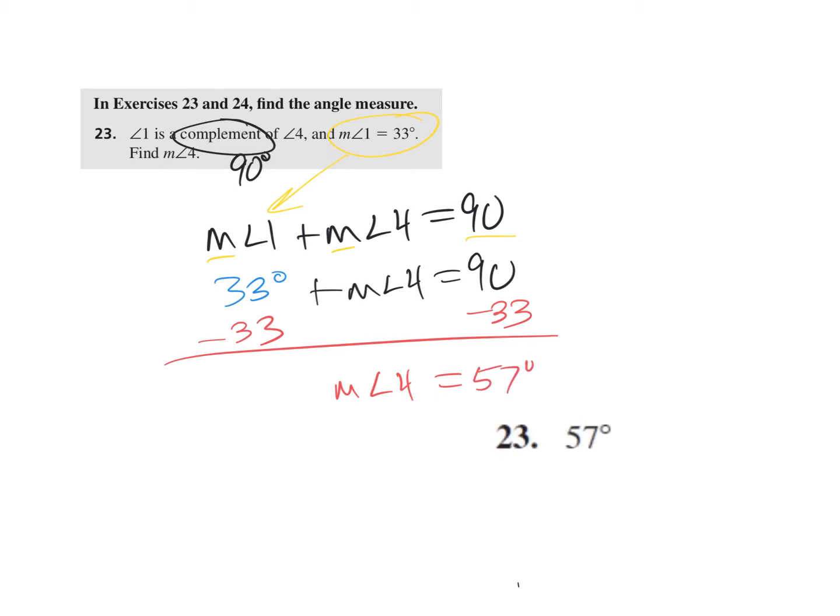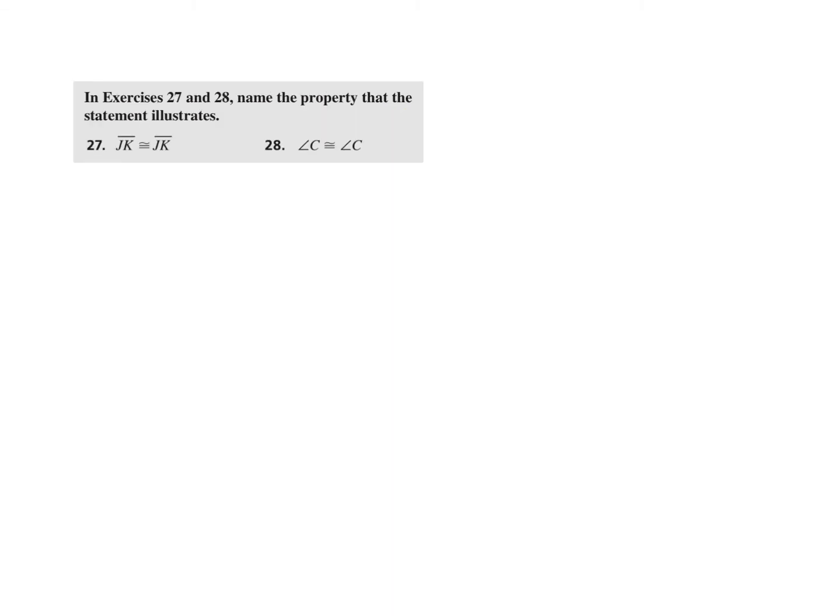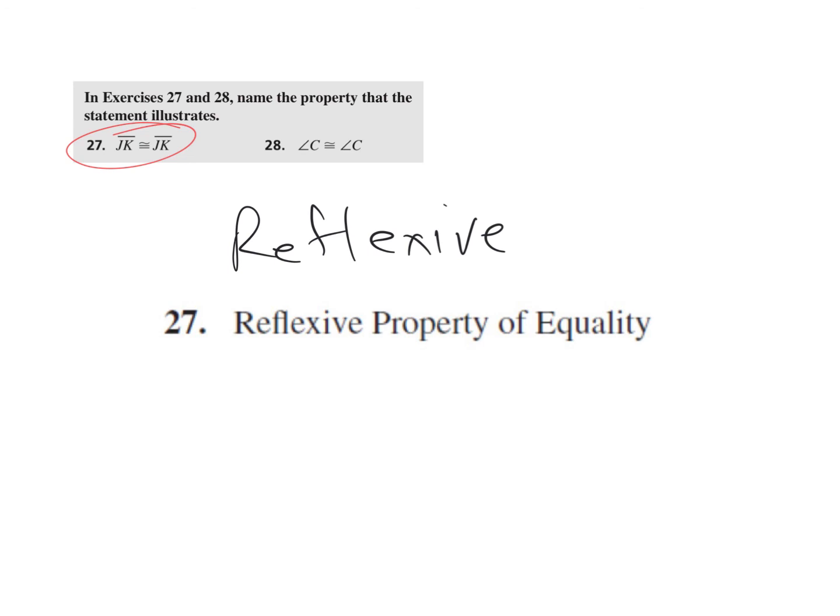All right. Now, last problem. Number 27. Name the property. Well, they're the same. And when I look in the mirror, they're the same. So that's reflexive property. Congratulations, you are now done.